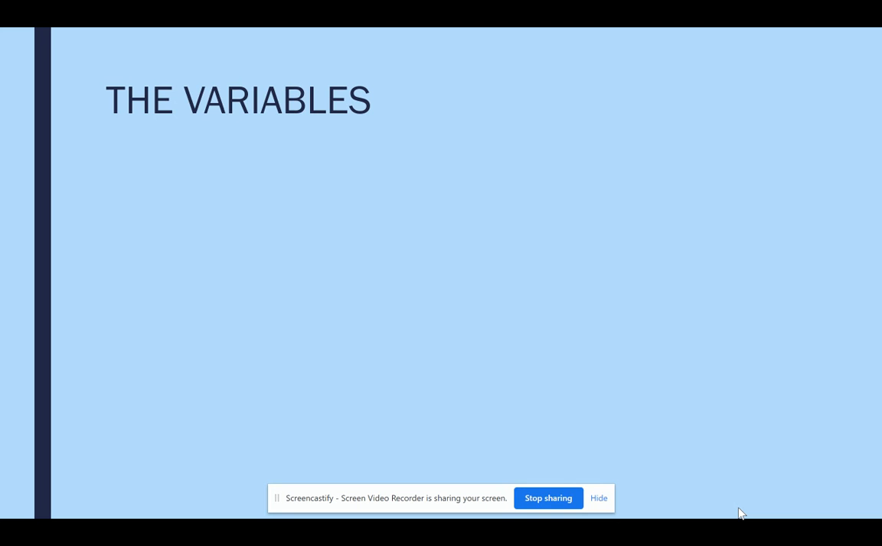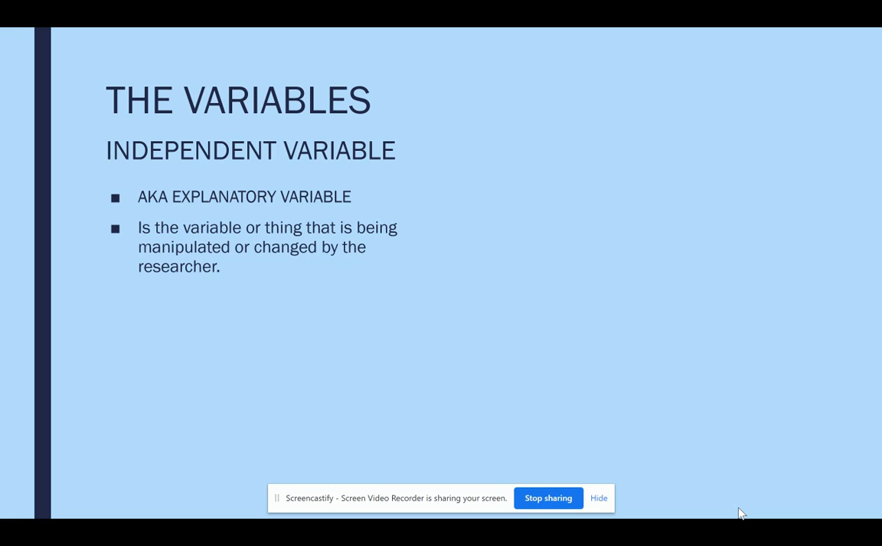And again, typically you have to have at least 2 variables, and those 2 variables have names. The first one we call the independent variable. Some researchers use the word explanatory variable, but this is the variable, or the thing, that you're going to manipulate or change during the experimental research study.